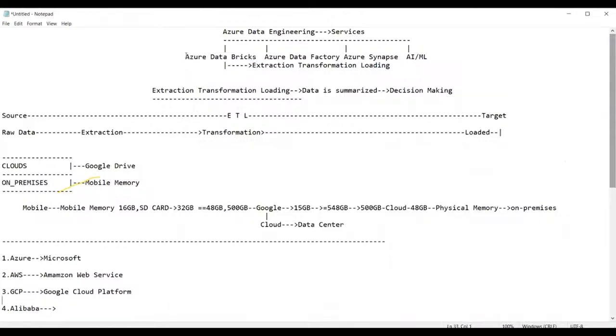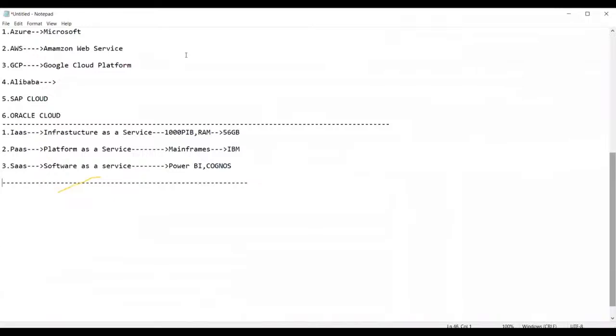So now guys, let us come back here. Azure Databricks is a service of Microsoft, which is provided to perform the job of extraction, transformation, and loading. Okay, guys. Now, when it comes to Azure Databricks, let us try to understand this ETL with some example.